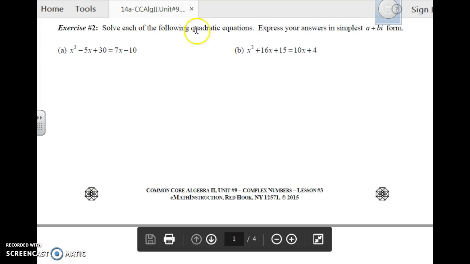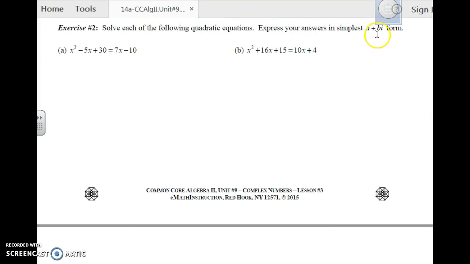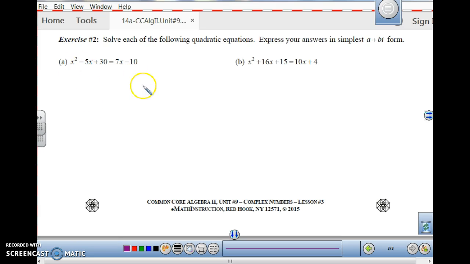All right, now let's solve each of the following quadratic equations. Express your answers in simplest a plus bi form. All right, so quadratic equation, before we solve it, it has to be equal to 0. So we minus the 7x, add the 10. That gives me x squared minus 12x plus 40 equals 0.